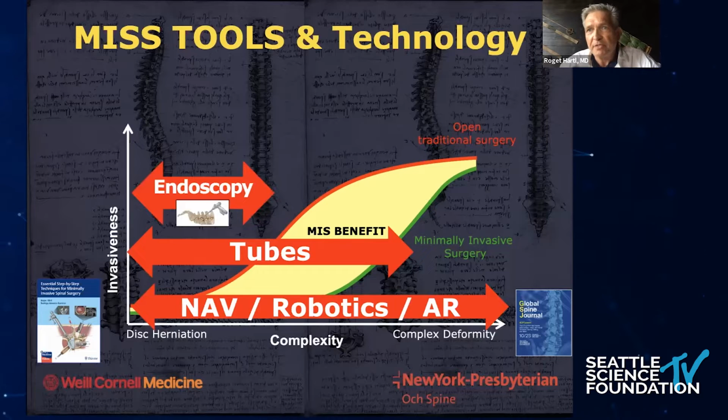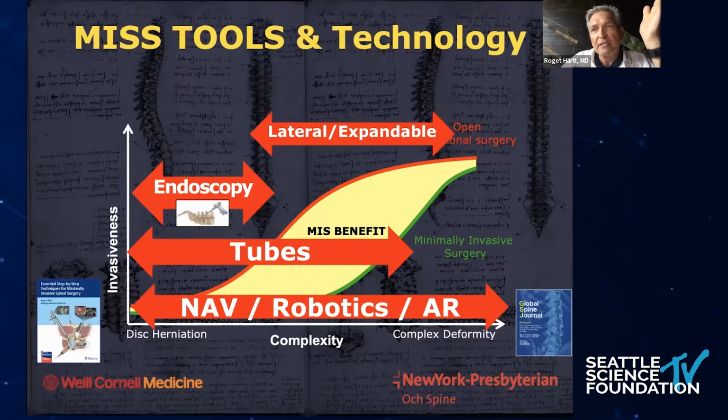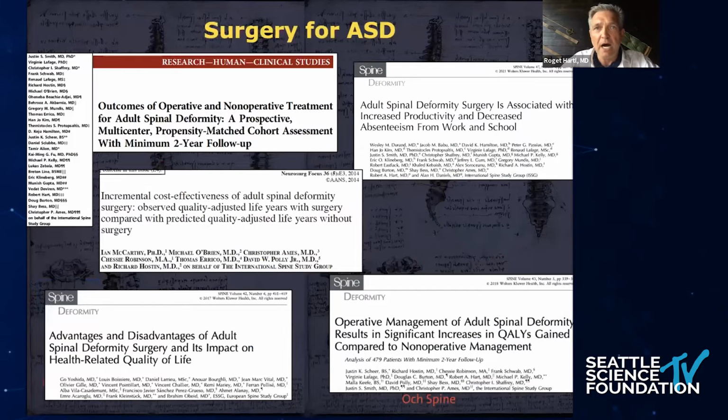Endoscopy, as I mentioned earlier when Christoph gave his talk, I think it's an amazing technology, but it's very limited to the left spectrum, the low complexity cases. When it comes to deformity, though, I think the biggest promise here is really lateral surgery and expandable technologies. And that's what I'll talk to you a little bit more about.